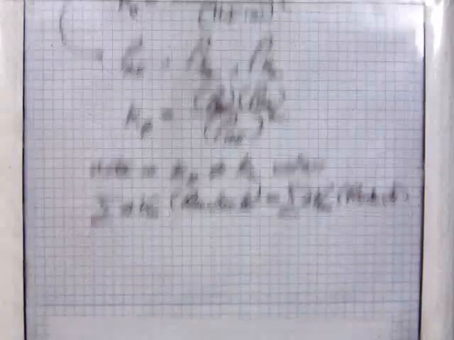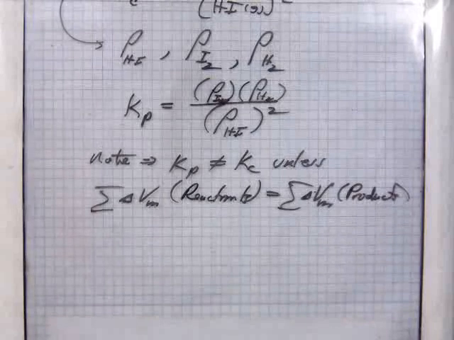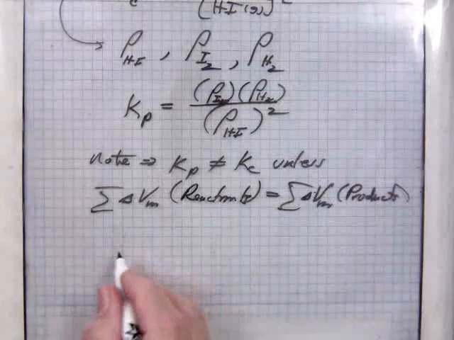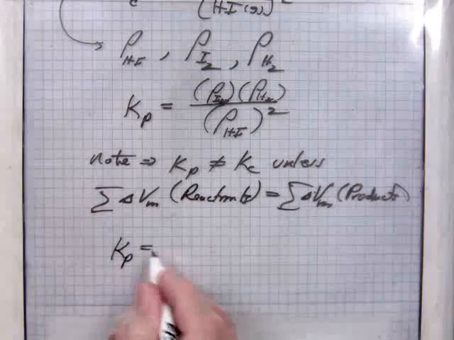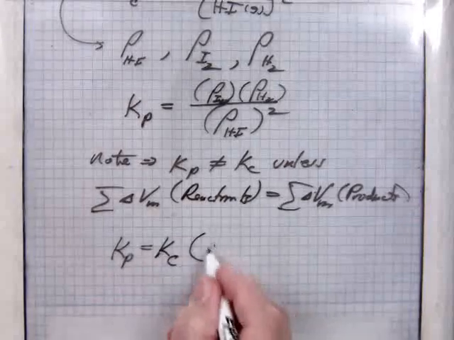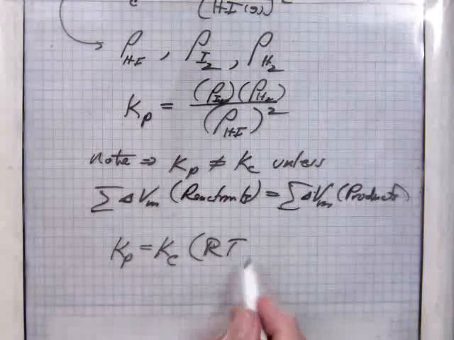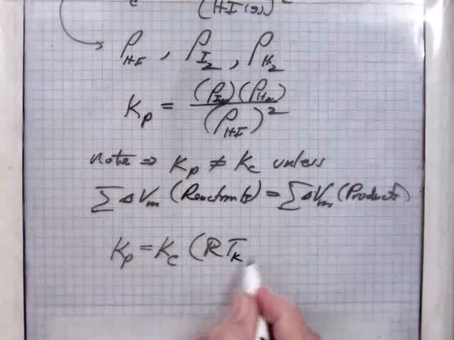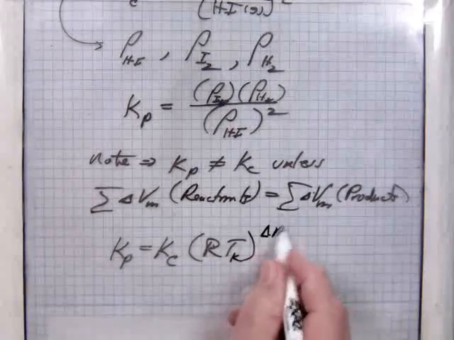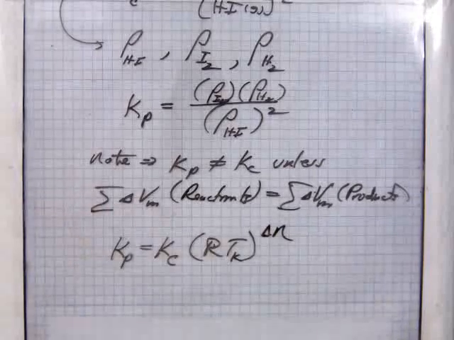The relationship between Kp and Kc is given by this. Kp is equal to Kc, parenthesis RT, which is a gas law constant, T is in Kelvin, raised to the delta N power. That's the change in molar volumes, moles of reactants against the products.